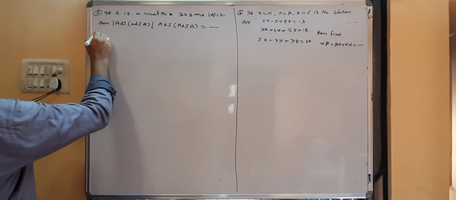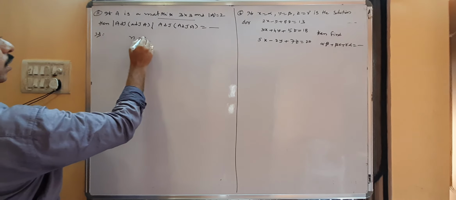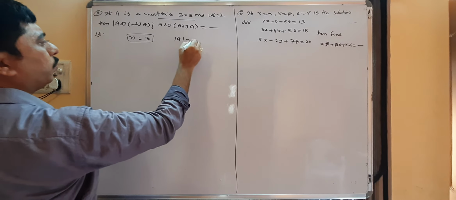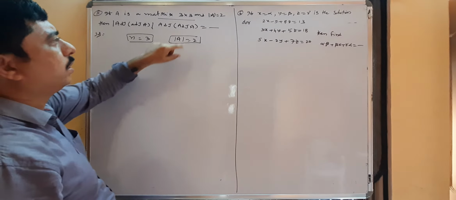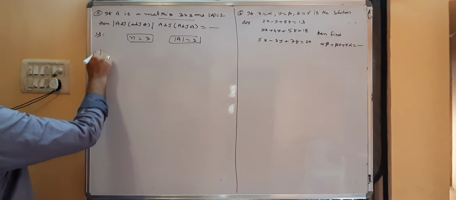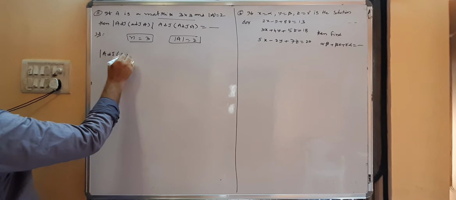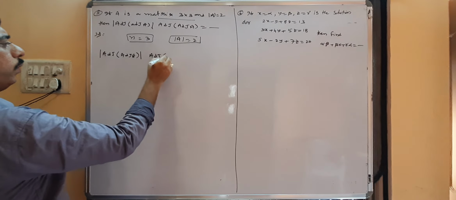So the solution: A is a 3 by 3 matrix, so n, the order of the matrix, is 3. Det A is given as 2. They are asking to find the determinant of adjoint A, and the adjoint of adjoint A.